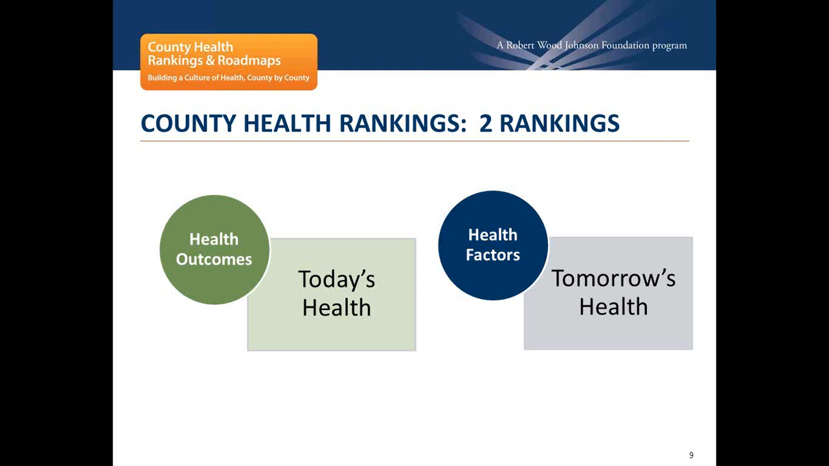The County Health Rankings ranks the health of nearly every county in every state. And for each county, you'll find two rankings. One for health outcomes, and you'll notice that's in green. We think of that as today's health. And health factors, which you see in blue, we think of that as tomorrow's health. So how healthy a county currently is in green, today's health, and how healthy a county might be in the future based on many factors that influence health. That's in blue.